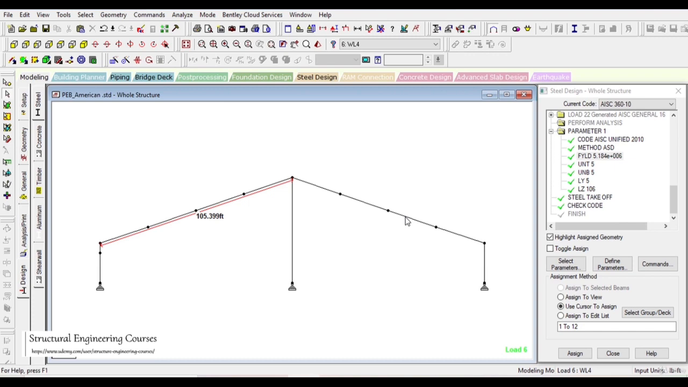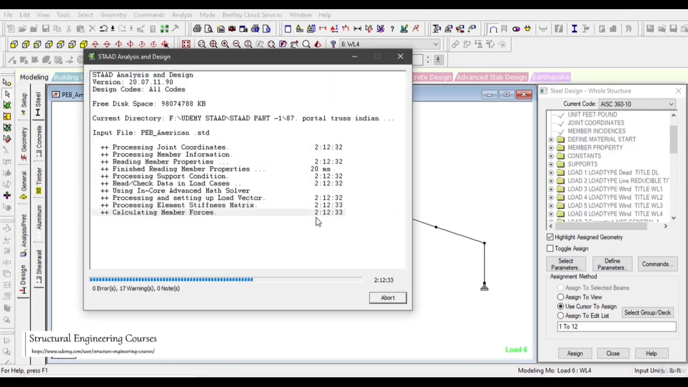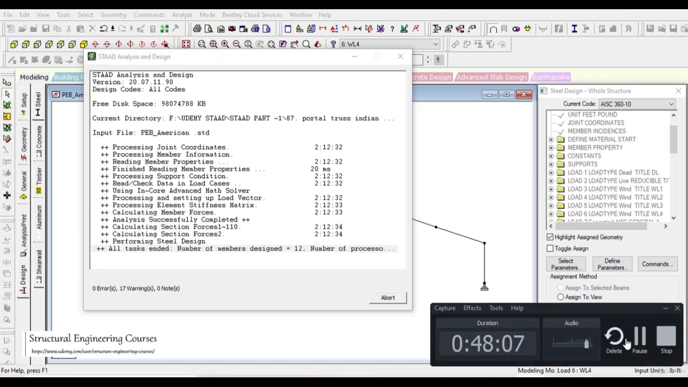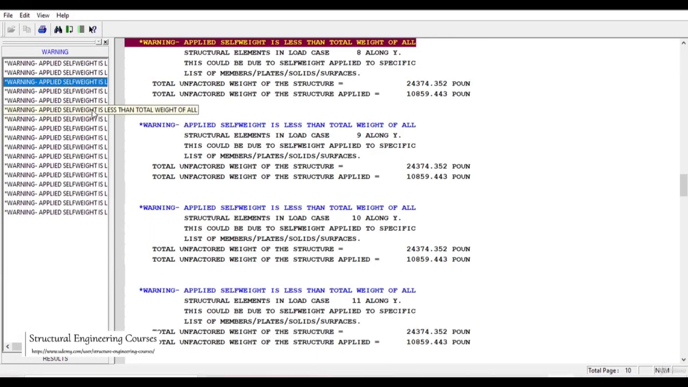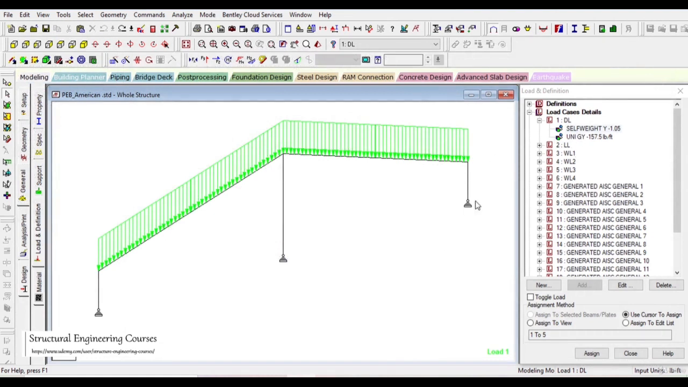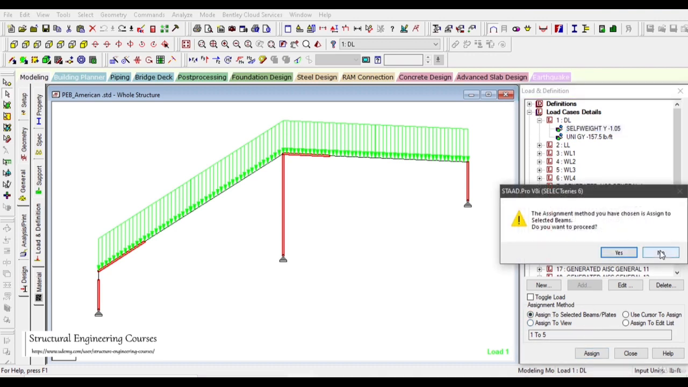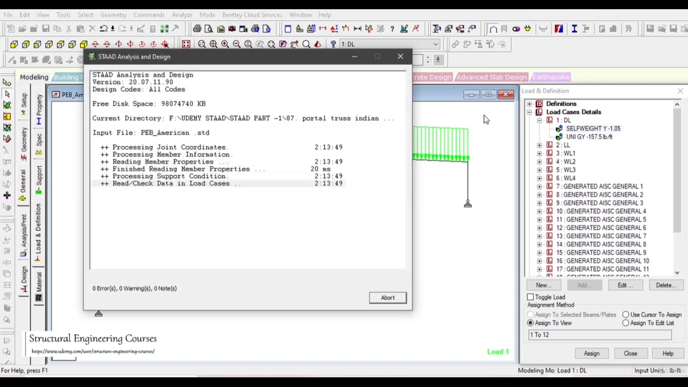So now we can analyze this structure. When we open the output file here, we can see a simple warning that applied self weight is less than total weight of all the members. So when we go to the self weight option here, we can see that self weight is missing for all these members. So we can assign it to view and again analyze and design this portal frame arrangement here.